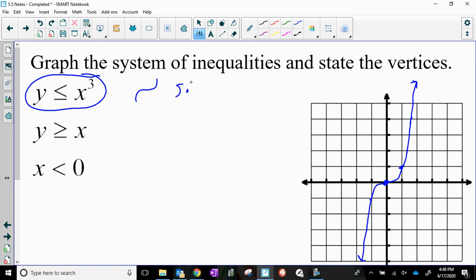Okay. So for a good test point, how about I use 0, 1, which would give me a y value of 1 and x value of 0. That is a false statement. So we're going to shade the other side of the curve.